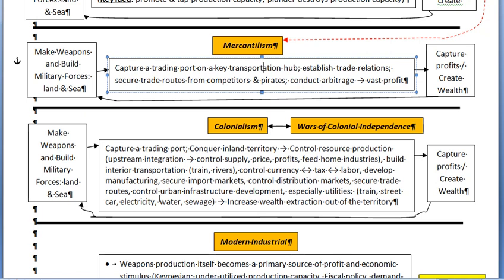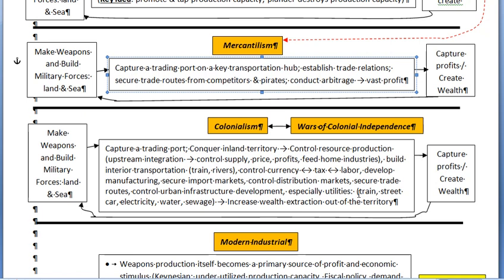That requires naval forces. Control urban infrastructure development, especially utilities. This became a huge source of exported capital. Late 19th century, you developed trains. We talked about it already, but you also developed streetcars, electricity, water, sewage. Each of these becomes a constant money maker. It's like cha-ching, cha-ching every day.